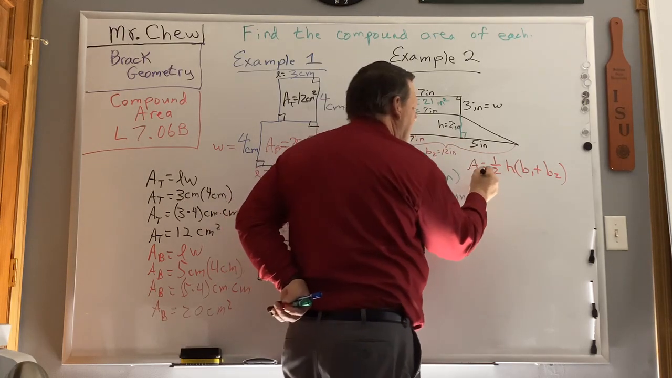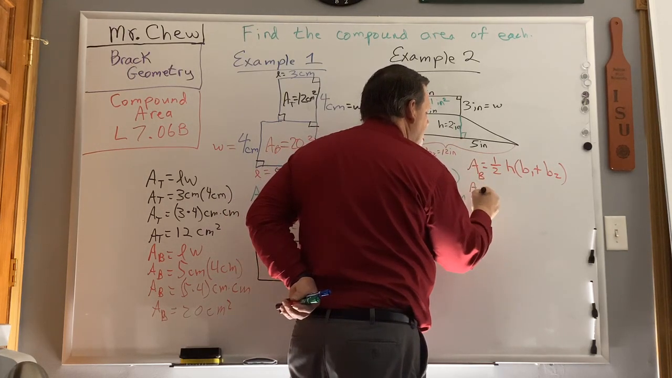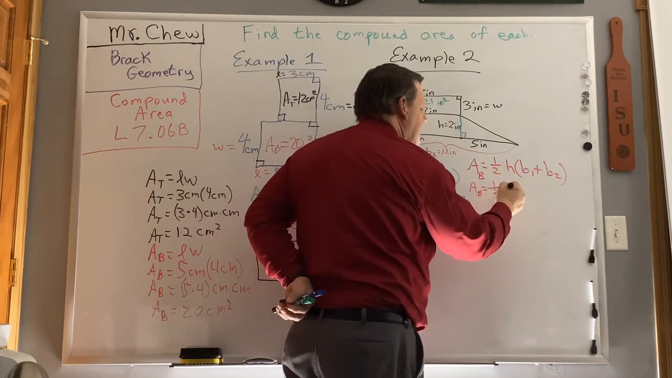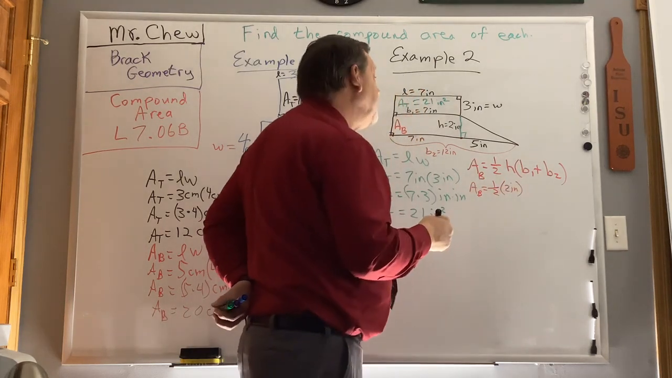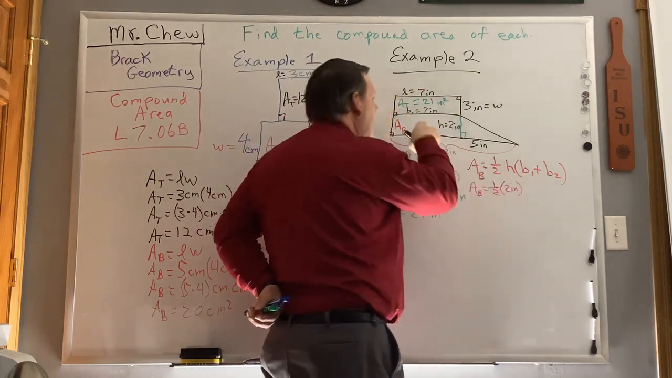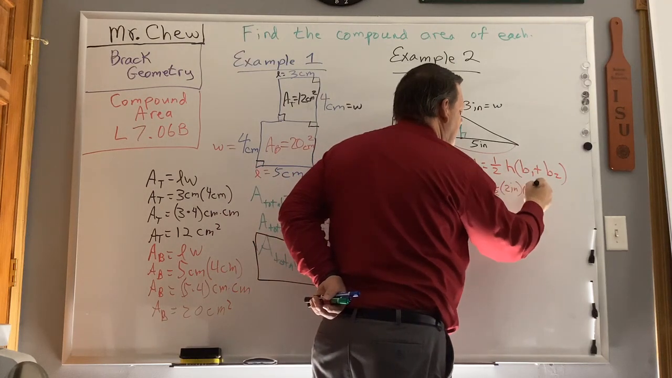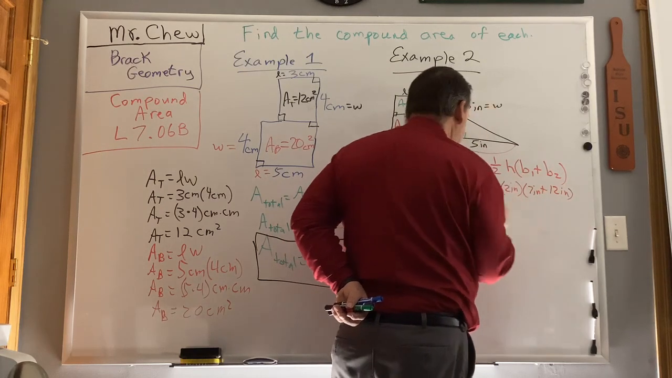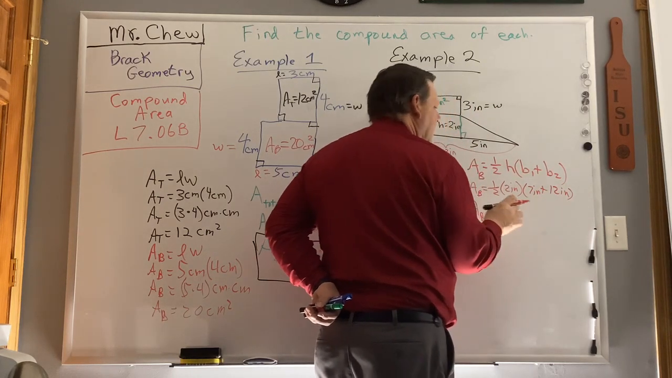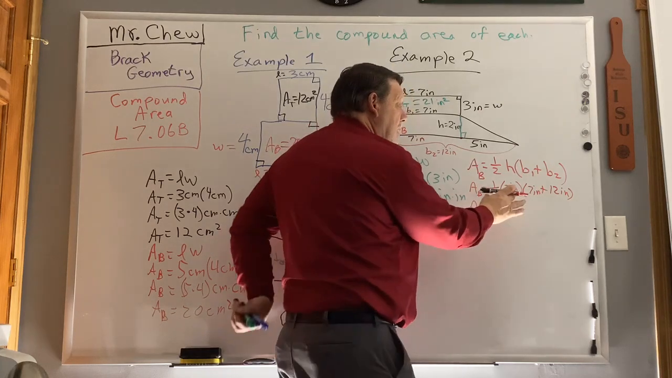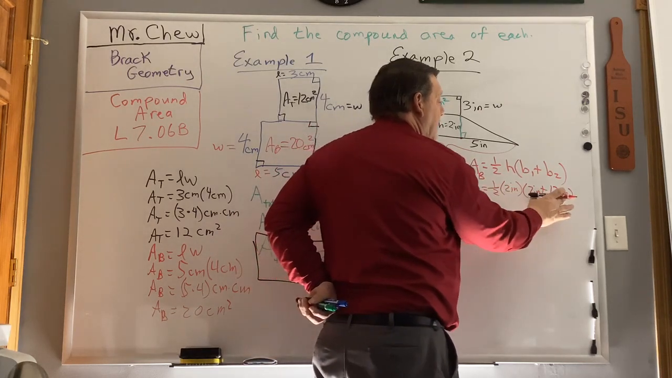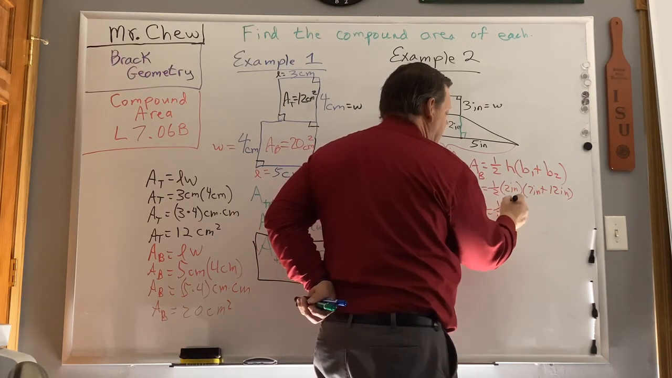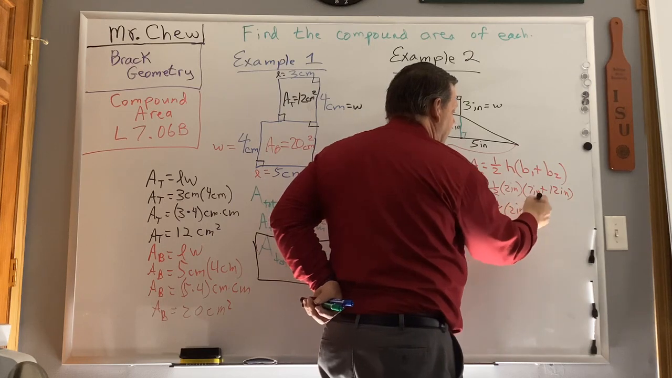Now I just substitute. And this is the area of the bottom. So it's 1/2. The height is 2 inches. We're using the substitution property of equality. B1 is 7 inches. B2 is 12 inches. Using the order of operations, I'm going to multiply here, and then I can also simplify the inside here. We do the simplification first of the parentheses.